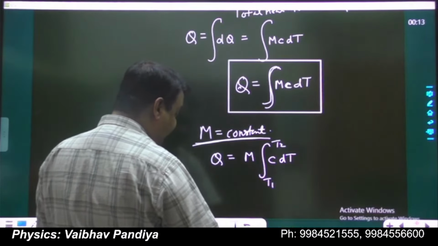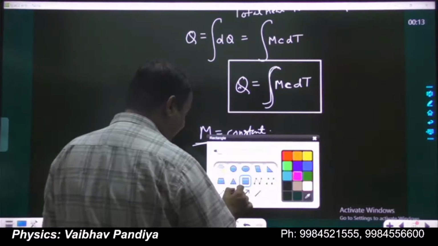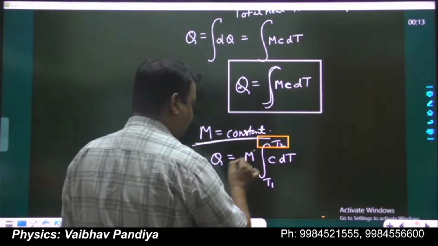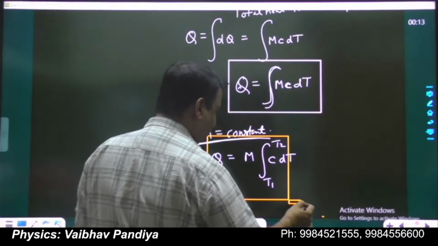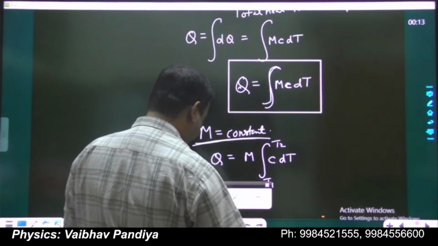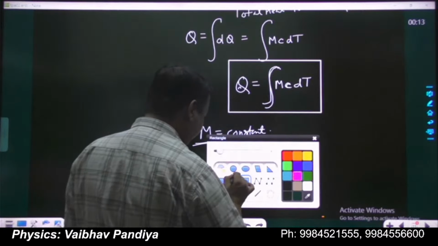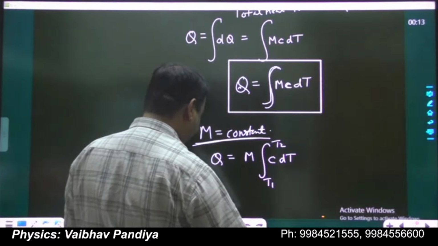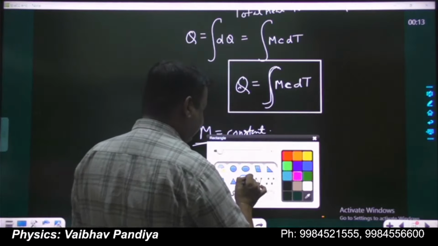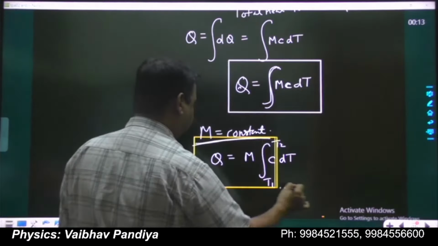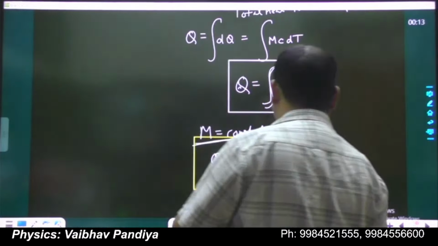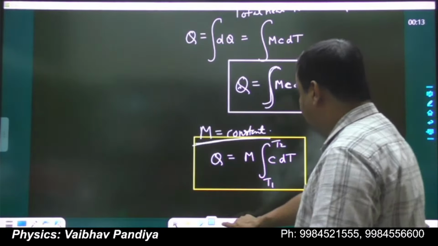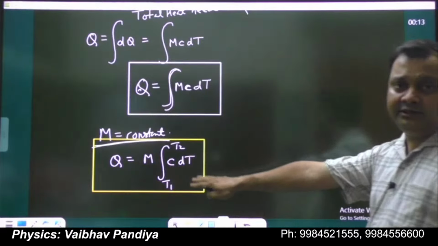Now we are not bringing c outside, mind it, because as I told you, the specific heat varies with temperature actually. So if you're taking c outside, you're taking some special case model. Right now we are not going for that special case, okay? So we are not bringing c outside, we are taking the c inside the integral. It depends what is the value of c in terms of the temperature. So this is the formula for finding the heat added to the system.